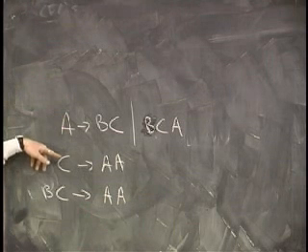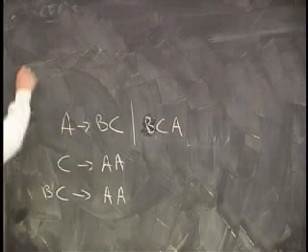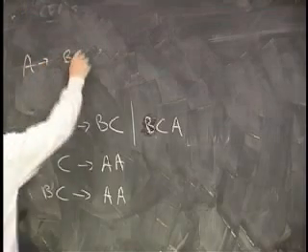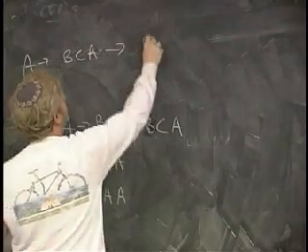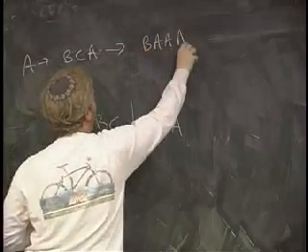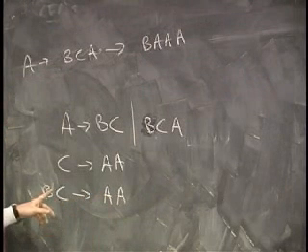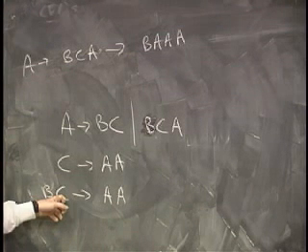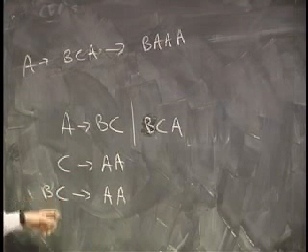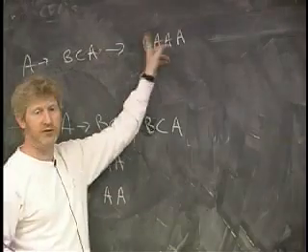When there's a single non-terminal on the left, it's called context-free, because imagine when you're doing a derivation. A goes to B, C, A, and now I can do C goes to A, A. So B, A, A, A. This is a non-context-free derivation because it says you can substitute A, A for C, but only in the context if it appears after a B. Otherwise, you can't do it. So context-free means make any substitution you want. I don't care what context this non-terminal appears in your sentential form.